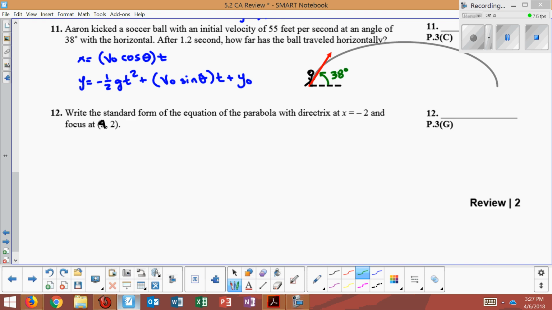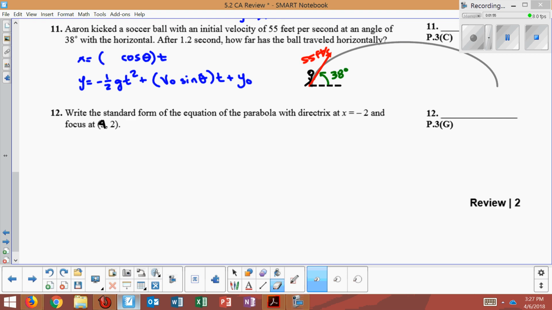And it's gravity that's pulling this down. This is what makes it not just be a straight line like this. And he kicked it at 55 feet per second. So that'll be 55 feet per second. And anything else to include? No, that looks like it's it. And so we want to know how far does it go after 1.2 seconds. So now we just fill in our information.